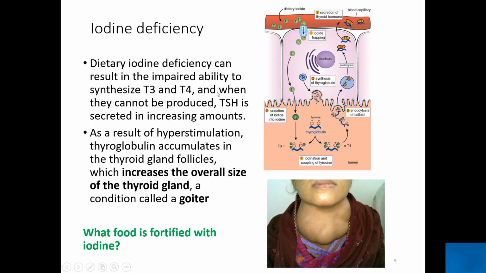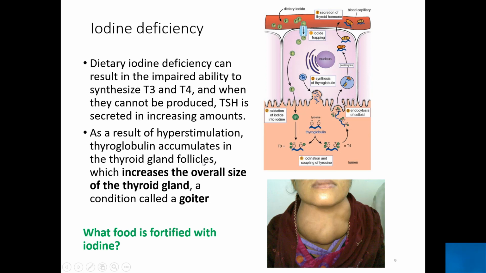It means their level in the blood will be low, and anterior pituitary gland starts producing thyroid stimulating hormone in large amounts. Thyroid stimulating hormone will hyperstimulate the thyroid gland, but thyroid gland cannot produce thyroid hormones, but it can produce thyroglobulin in large amounts. Thyroglobulin accumulates in those follicles.